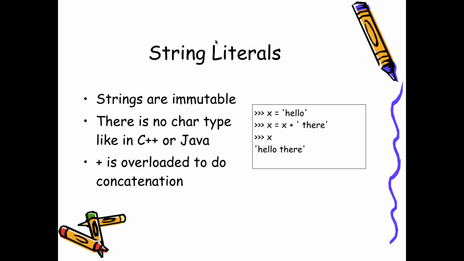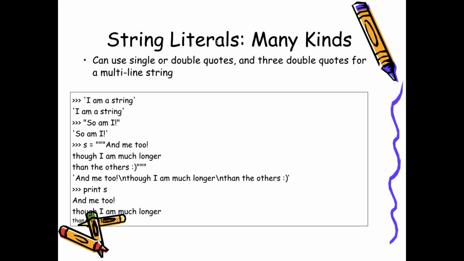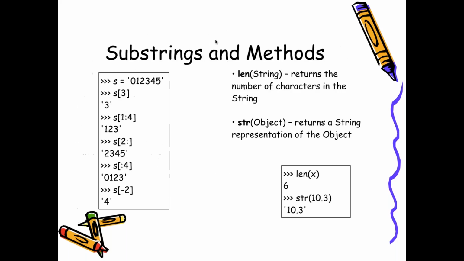And then string literals. So strings are immutable. There is no char type like in C++ or Java. So you don't really need to worry about what that means. We work with string concatenation. For example, we put strings together, and then we also printed out statements. So we went through substrings and other methods that we can use for strings.